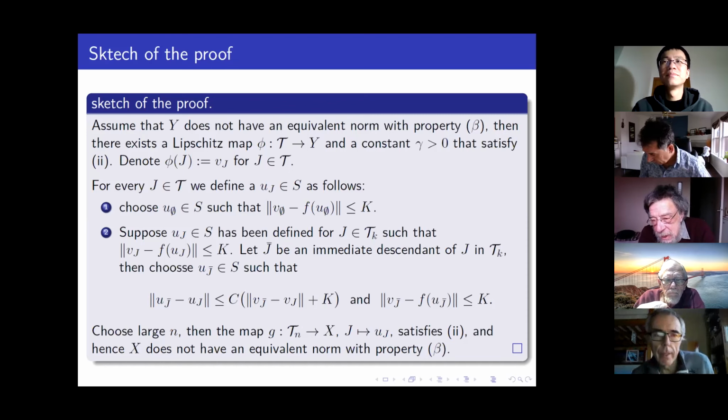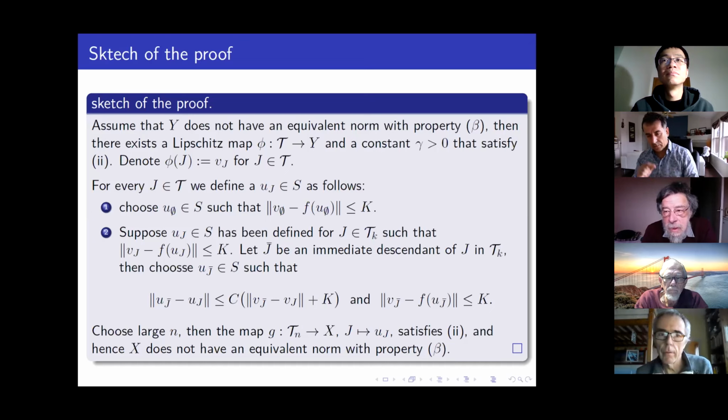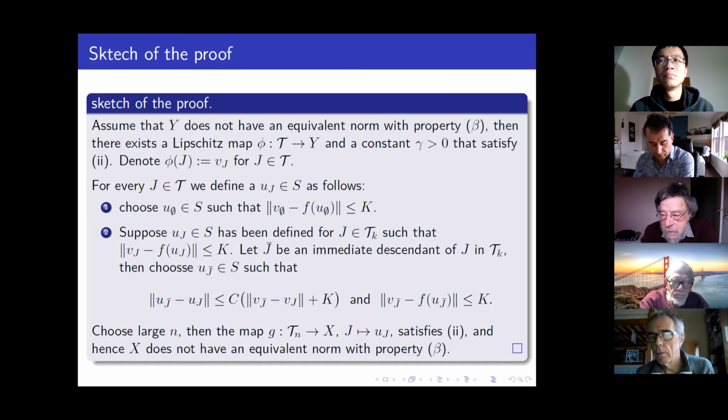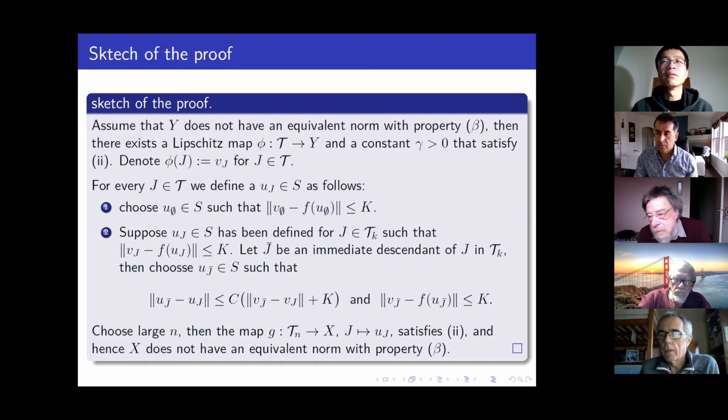So what I wanted to mention is that not having an equivalent norm with property beta does not imply the Lipschitz embeddability of the tree. This makes your result even more interesting. And this remark that I mentioned is due to Yoel Perrault, who showed that the trees do not Lipschitz embed into James space, for instance. So James space is not reflexive, it has property beta, but still you cannot embed the trees.